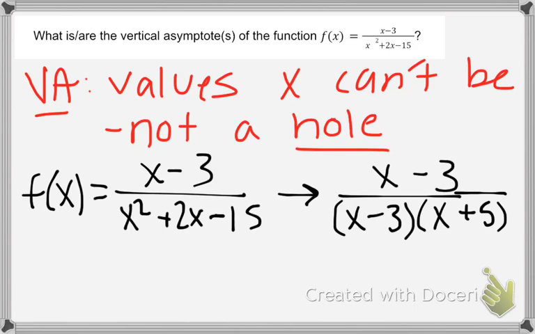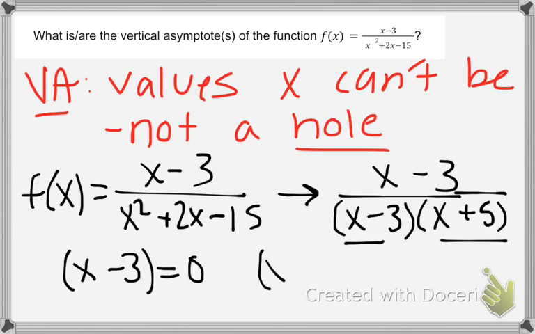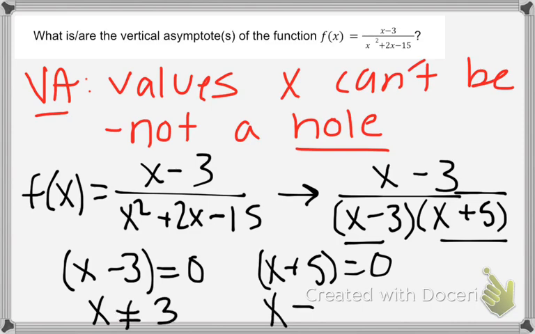If we set the denominator equal to 0, we can split each of these up and just set them equal to 0. So we'll get x minus 3 equals 0 and x plus 5 equals 0. So then x can't be positive 3 and x can't be negative 5.